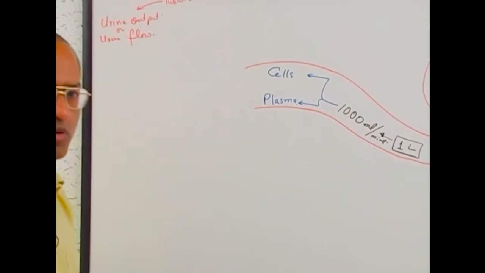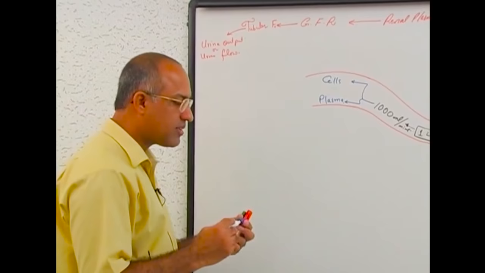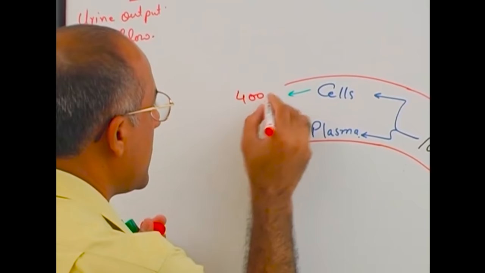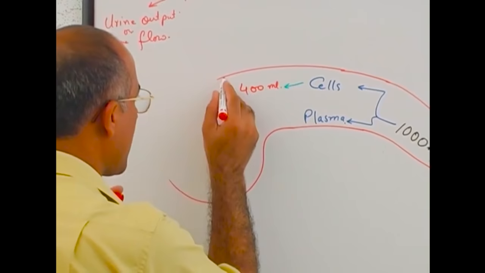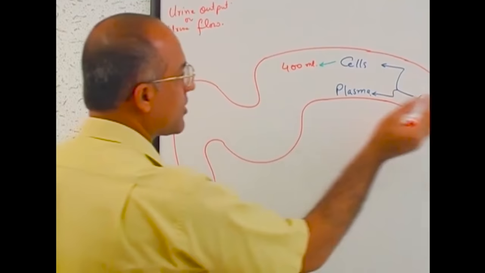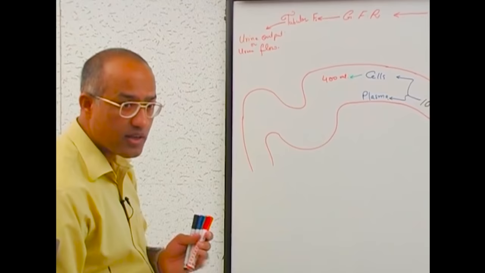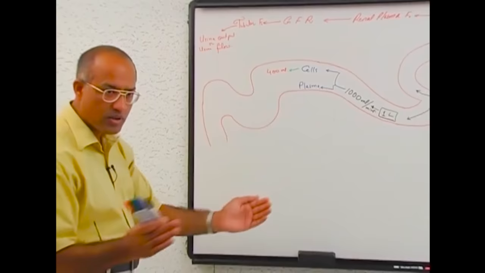Is that right? You know, about 40% of the blood is cells. So white blood cells, red blood cells and platelets, they make about how much? 400 ml. The cells are about 400 ml out of the 1 liter which is passing through the kidney. Suppose this is a glomerulus, right? Now 400 ml cells are passing through all glomeruli. You know how many glomeruli are there? In both kidneys together, there are about 2.5 million glomeruli. I'm just showing one, but the values represent all the glomeruli put together, right?